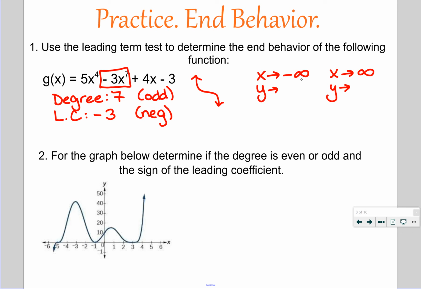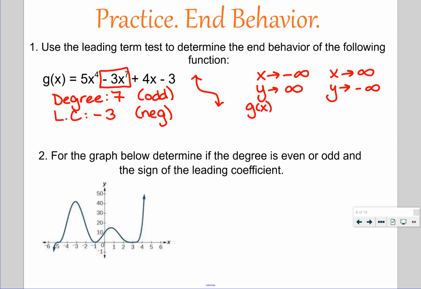As x approaches negative infinity, that means on the left, this is going up forever, so my y approaches positive infinity. And as x approaches positive infinity, meaning on the right, my y approaches negative infinity. Remember, y is the same thing as our function notation, so sometimes you'll see g of x approaches instead of y approaches, because that was the original function here, but know that those mean the same thing.